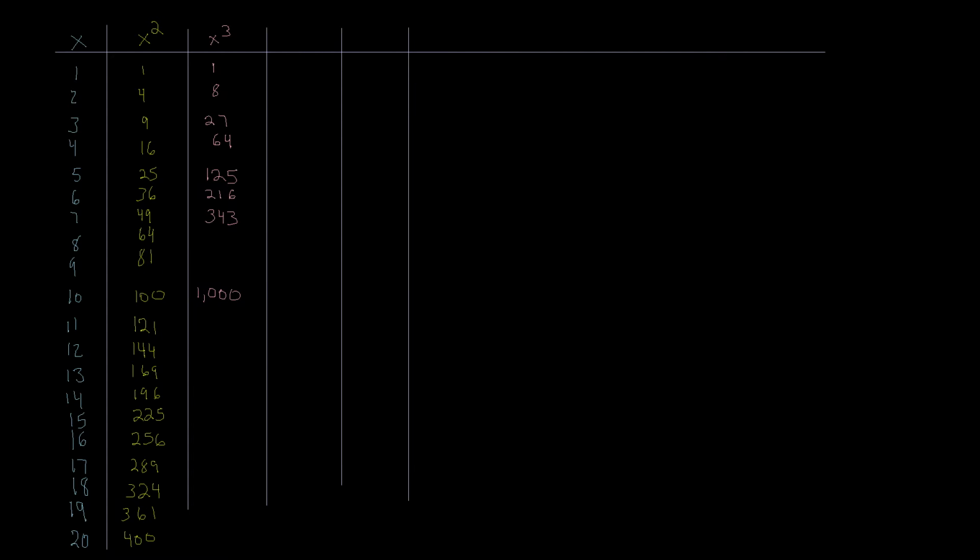Now we'll look at exponents raised to the 4th power. So x to the 4th power. So again, I think you're seeing the pattern here. 1 to the 4th power would be 1 times 1 times 1 times 1, which is 1 still. And then we have 2 to the 4th power is 16. 3 to the 4th power, well, that's 27 times 3, which would be 81. And 4 to the 4th power would be 256.